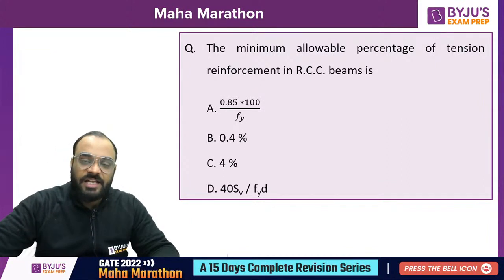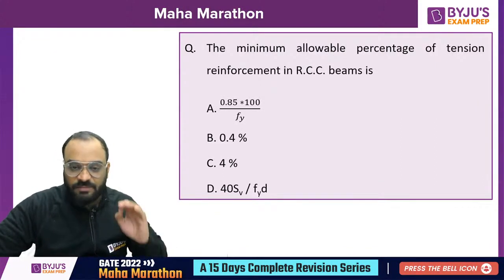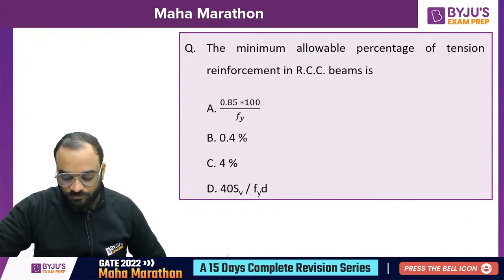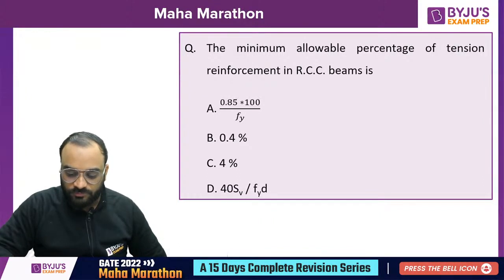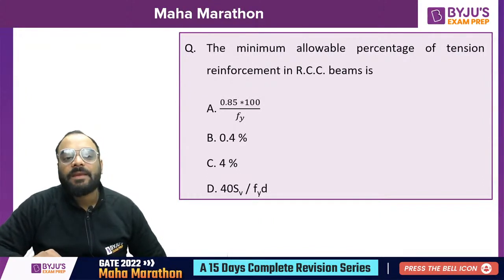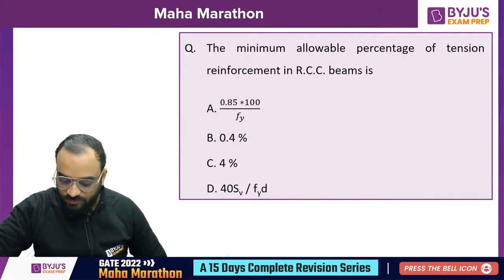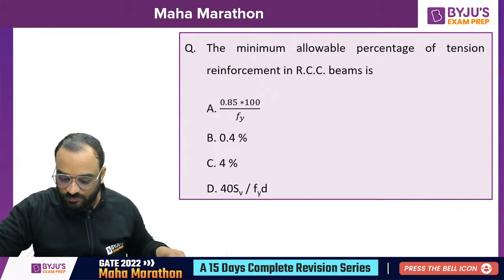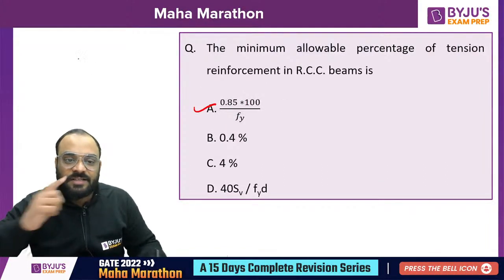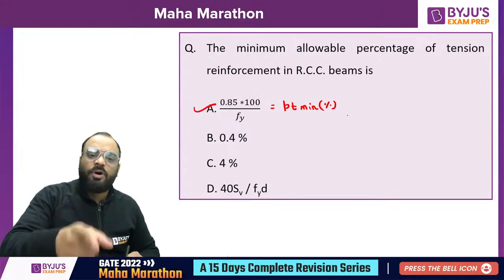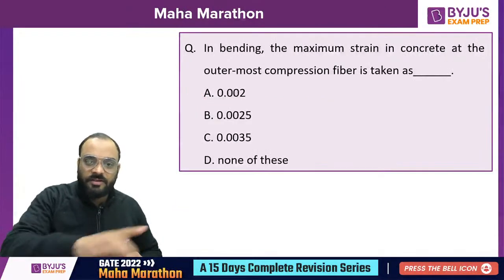Minimum allowable percentage of tension reinforcement in RCC beam is minimum. PT minimum value. Tell me guys. Yes, A is the correct answer. The PT minimum value, which means the minimum percentage of tension reinforcement which we need, is 0.85 into 100 divided by Fy. Next question.